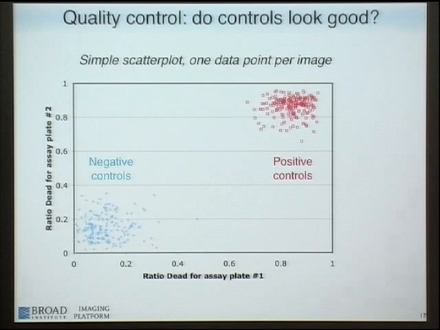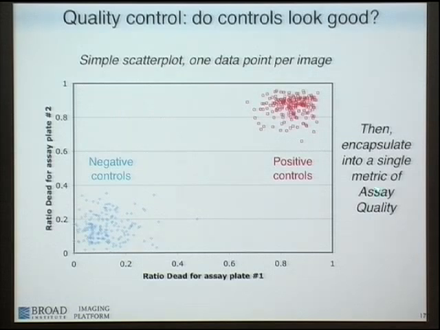First of all, do my controls look good? And so if I have 2 replicates of an experiment, all we need really is a scatter plot. There's 1 data point for every image. Each image is scored for whatever the phenotype is. And you want to see that your controls are pretty tight, that there's not too many outliers. And typically, we just turn this into a single metric of assay quality that defines the standard deviations here and the difference in the means between the 2 populations. And that gives us a sense of whether the experiment has worked well.